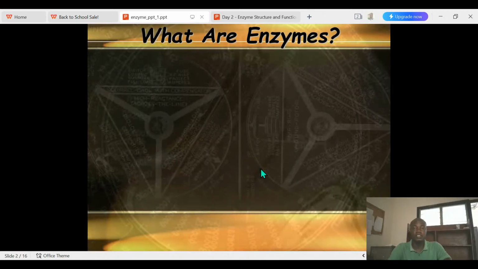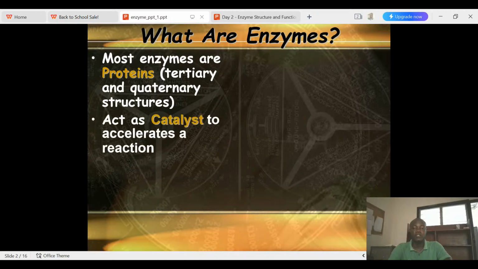So what are enzymes? Enzymes are biological molecules that speed the rate of biological reactions. Remember from our basic knowledge of chemistry, we have a catalyst. A catalyst is a chemical substance that speeds the rate of a chemical reaction. We have different types of catalyst: organic catalysts and inorganic catalysts. Organic catalysts are enzymes, which are biological molecules that speed the rate of biological reactions.